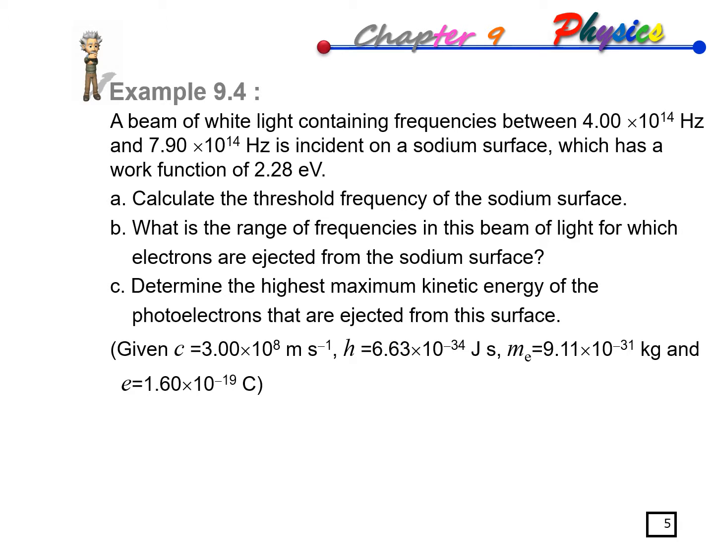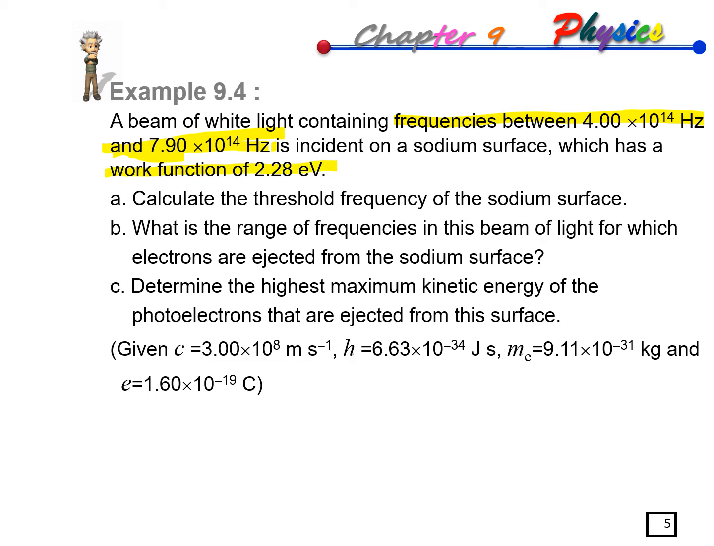Okay, so for example 9.4, you have a beam of white light. White light means you have a mixed spectrum, containing frequency between 4 times 10 to the power of 14 hertz up to 7.9 times 10 to the power of 14 hertz, incident on a sodium surface. The work function here is given as 2.28 eV.